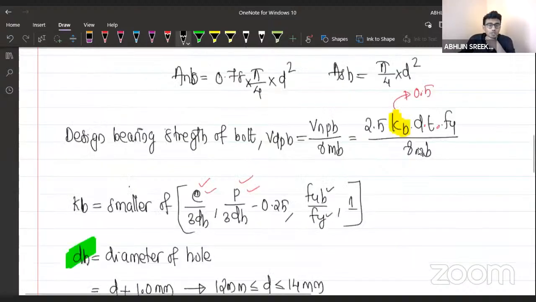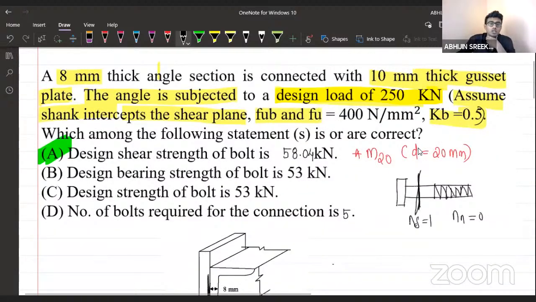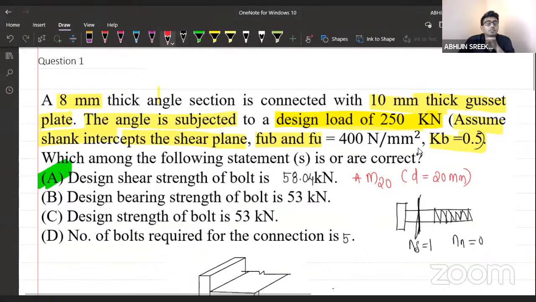Now we need to check the options, right? Option B, is it correct or wrong? Design bearing strength of the bolt is not 53, it is somewhat around 65.6. Design strength of the bolt is the least of these two. The least of the values was 58.04. So this is also wrong.